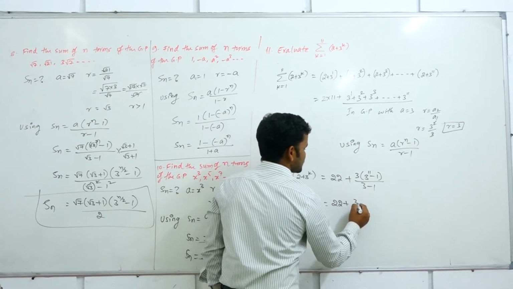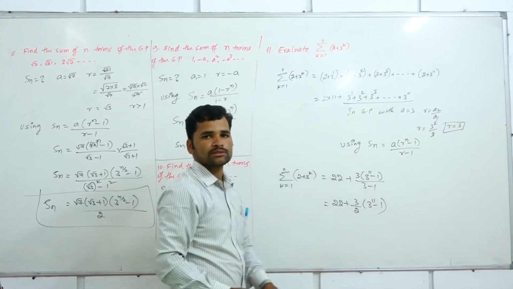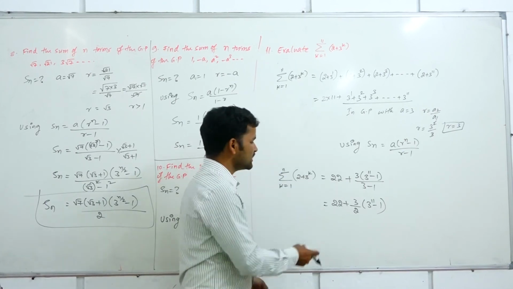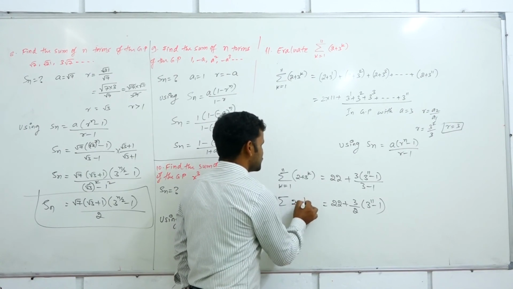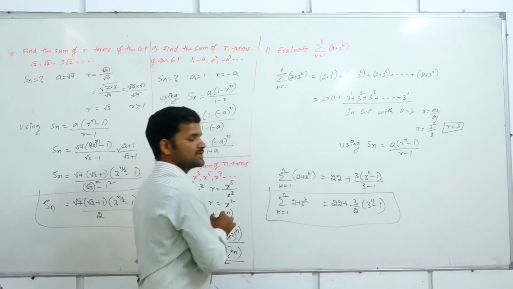22 plus 3 by 2 into 3 raised to 11 minus 1. 3 raised to 11 is a very big number, so better not to calculate that. We keep it here only. Summation of 2 plus 3 raised to k where k varies from 1 to 11, the answer is this much. Thank you.